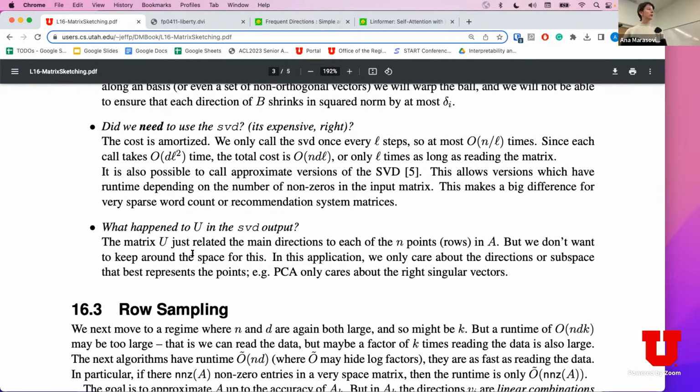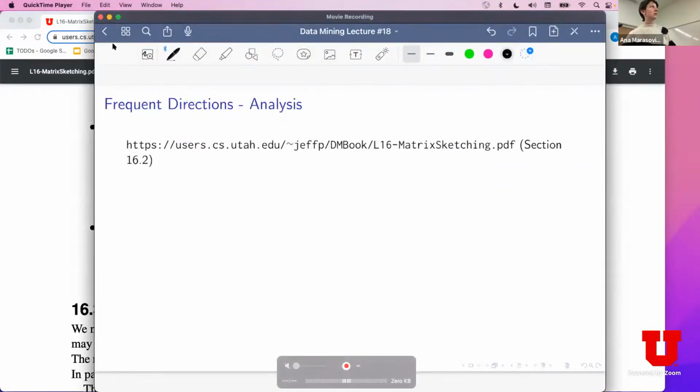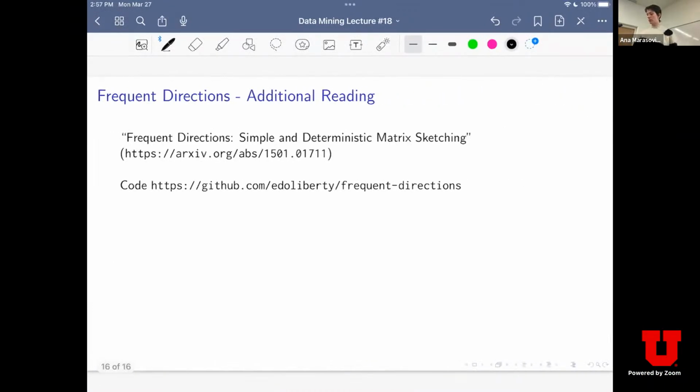Okay, so that's all I want to say about frequent directions. I'm also inviting you to read not only the notes, which are written by Jeff, who invented the algorithm, but also their paper that I have shown you briefly. And here you can find the derivations for those bounds if you are really interested in knowing more about that.